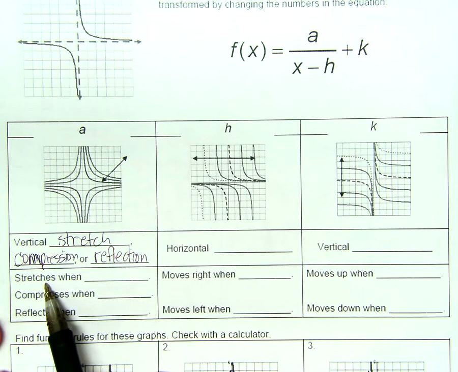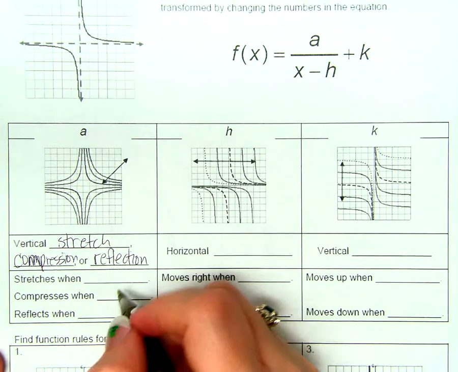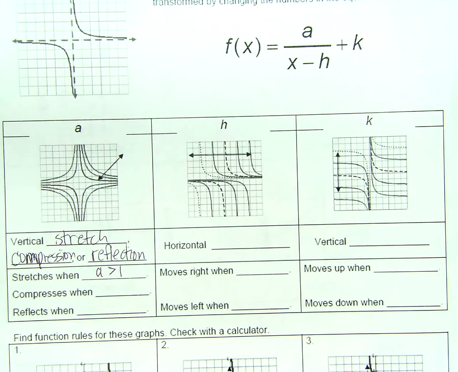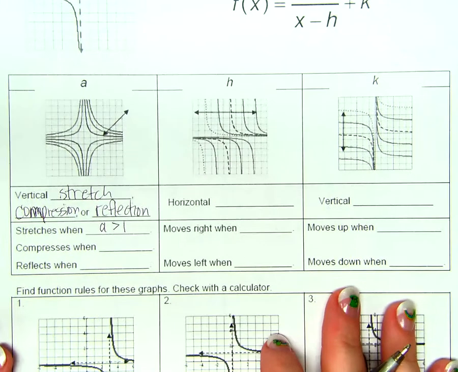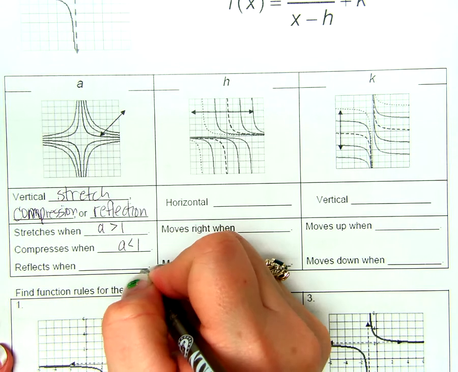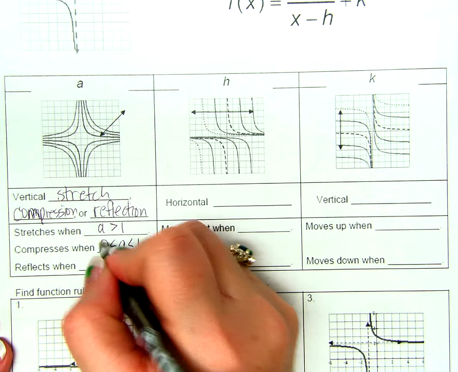What causes a stretch? What about A causes a stretch? When A is greater than 1. Good. What causes a compression? When A is less than 1 and greater than 0. Very good.